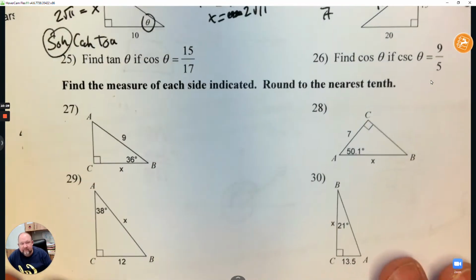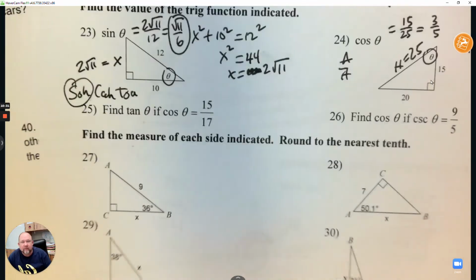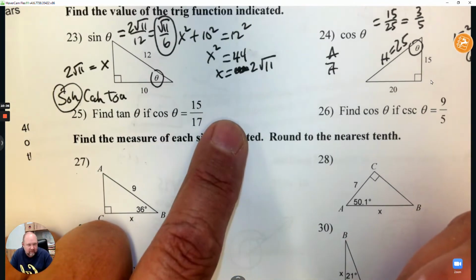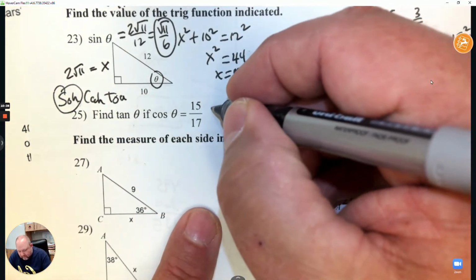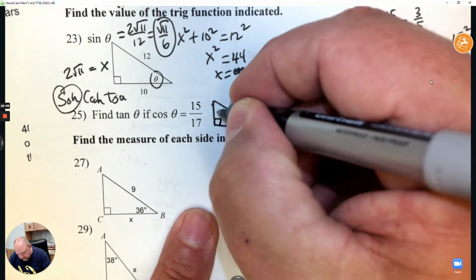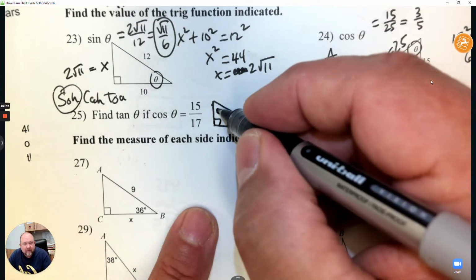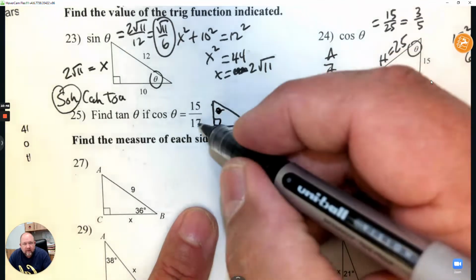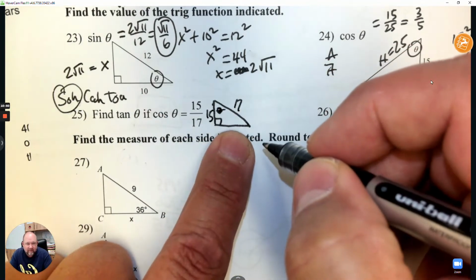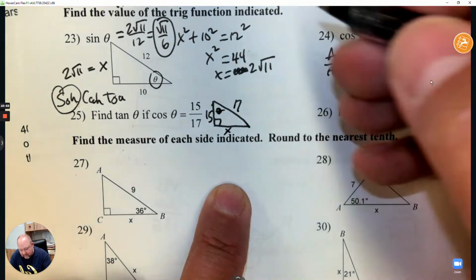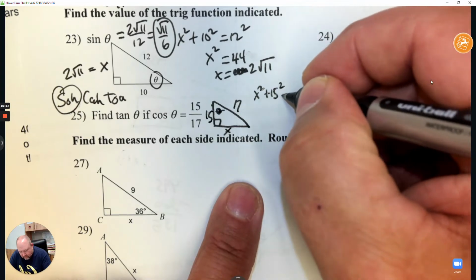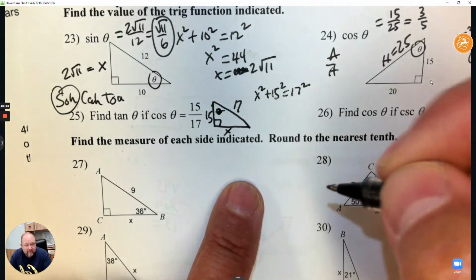Number 25. For this one, we need to draw a triangle. I know I didn't give you a lot of room here, so I'm sorry. So we're going to draw a triangle. Label theta in one of the corners. Cosine is adjacent over hypotenuse. I need to find this missing side. I'm just going to call it x. So that's x squared plus 15 squared equals 17 squared. And then you have to solve that.